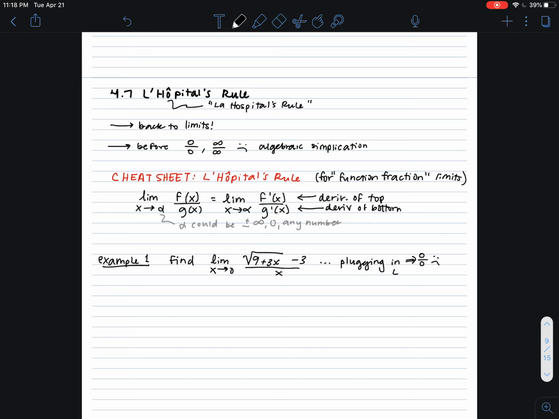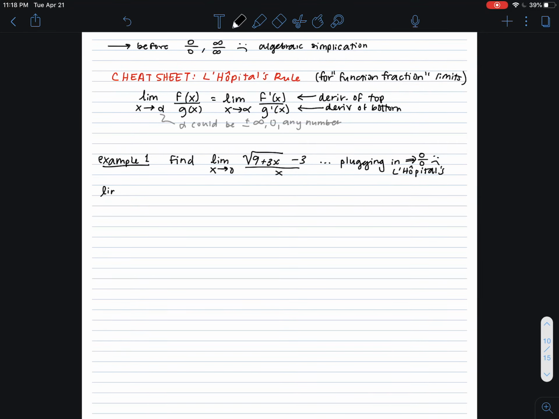So normally we would do algebraic simplification, but we have this new handy dandy tool, so we'll use L'Hopital's. According to L'Hopital's, I'm going to rewrite the square root of 9 plus 3x as 9 plus 3x to the 1/2, just because it's easier for derivatives. Minus 3 over x is equal to the limit of the derivative of the top over the derivative of the bottom. If I take the derivative of the top, I'm going to have 1/2 times 9 plus 3x to the negative 1/2. The minus 3 goes away, and in the bottom we're going to have 1.